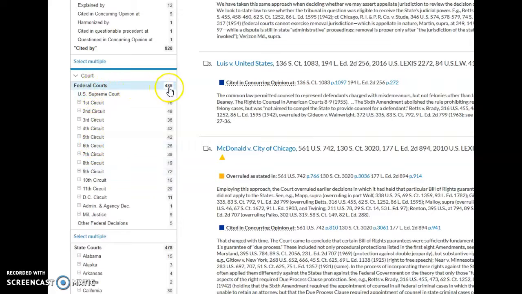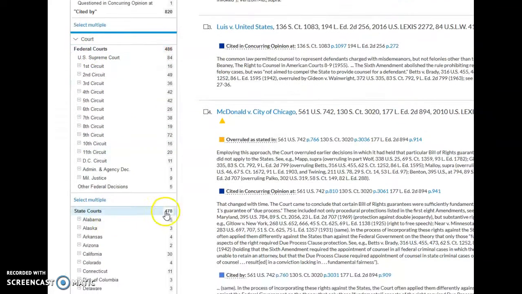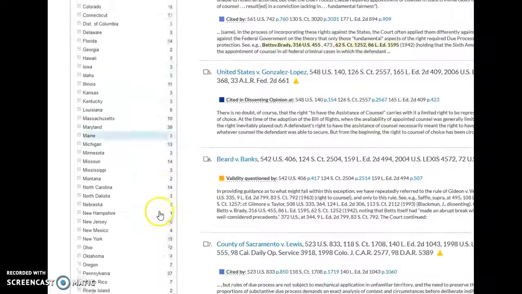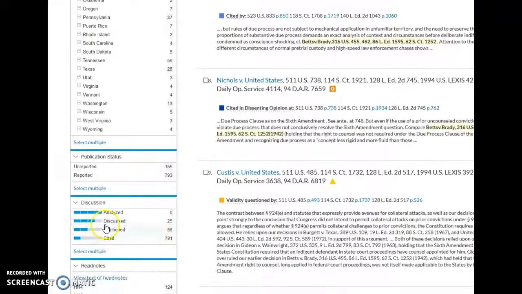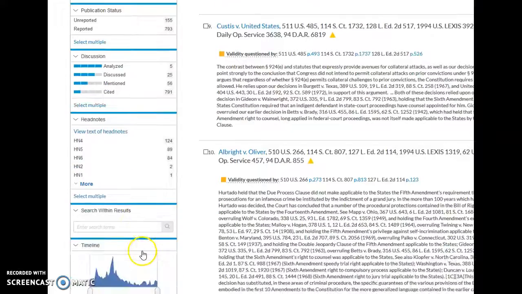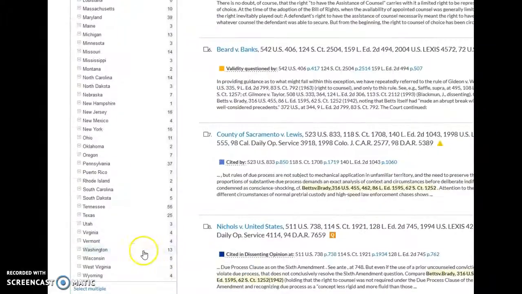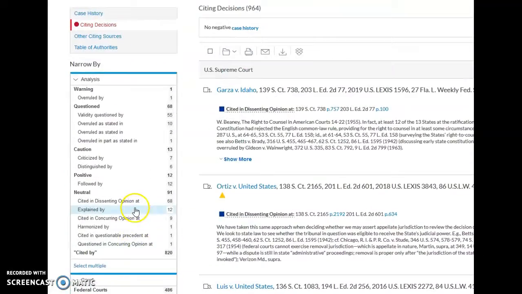You can find out how many courts cited to it in the federal courts and then state courts. And then even more information as you go down about how many courts analyzed it, discussed it, mentioned it, cited it, and so on. So this is some information that you will need for this discussion board. And really shepherdizing is very simple, but it's so important. And it's important to get into the habit of always looking for these indicators so that you can know if you're relying on good law or not.